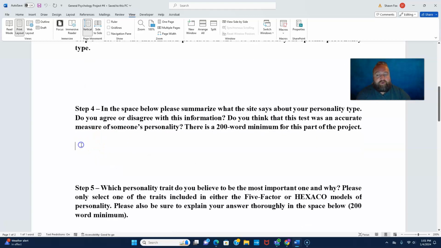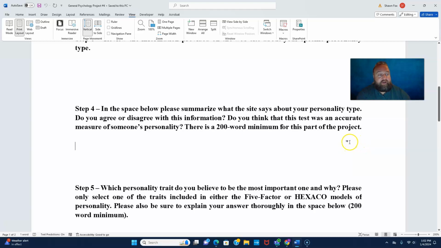Step 4, this is where we're going to start getting into the writing. So in the space below, please summarize what the site says about your personality type. Do you agree or disagree with this information? Do you think that this test was an accurate measure of someone's personality? Now, you can disagree, and I'll tell you right now, I mentioned my personality type is ESTP.